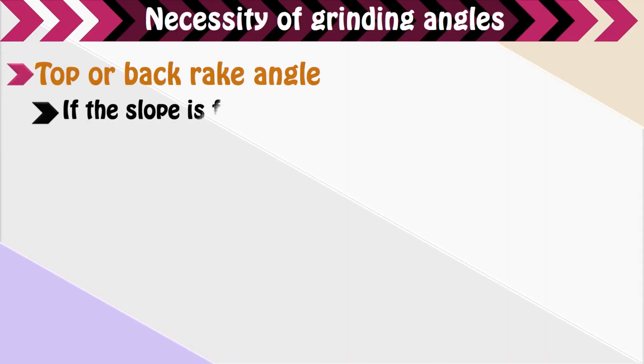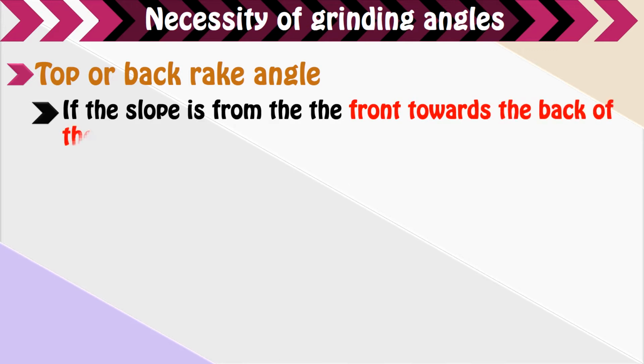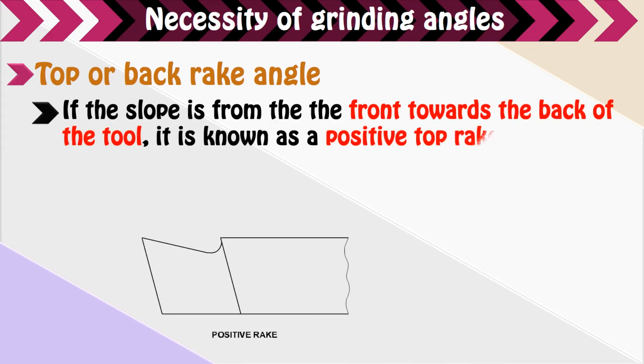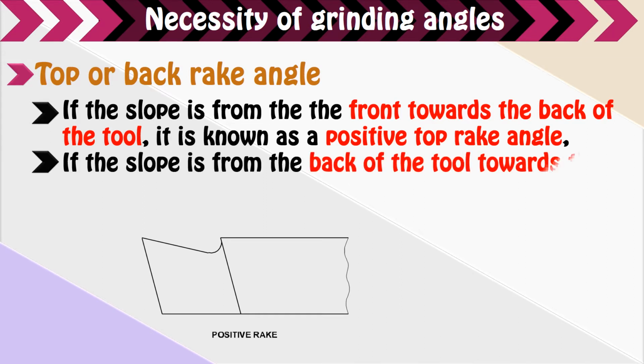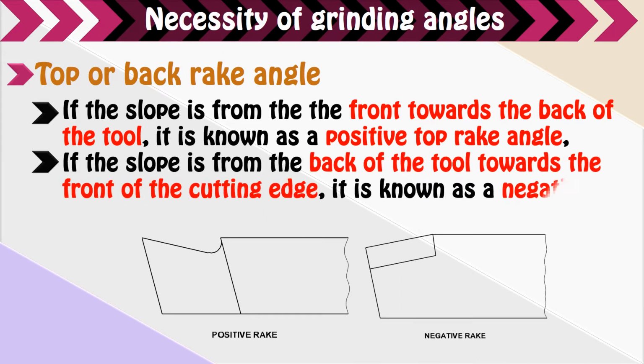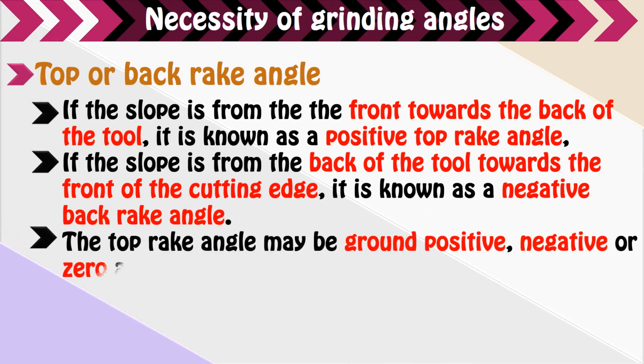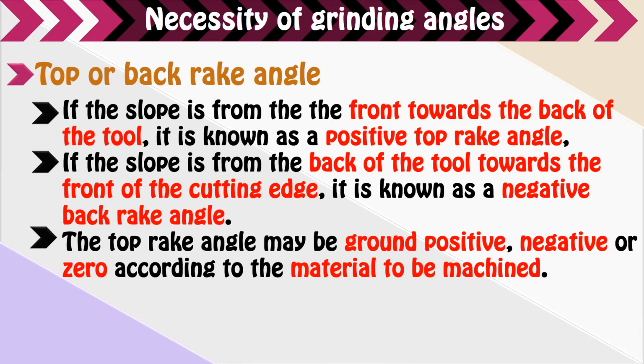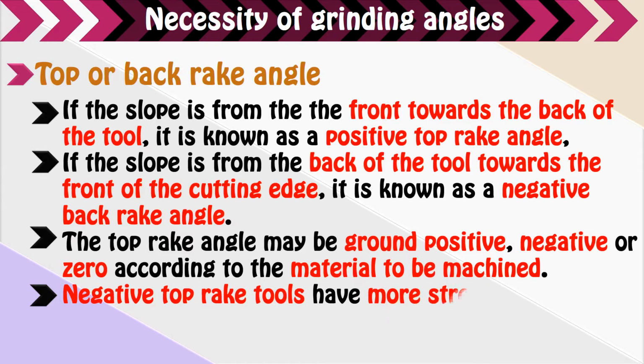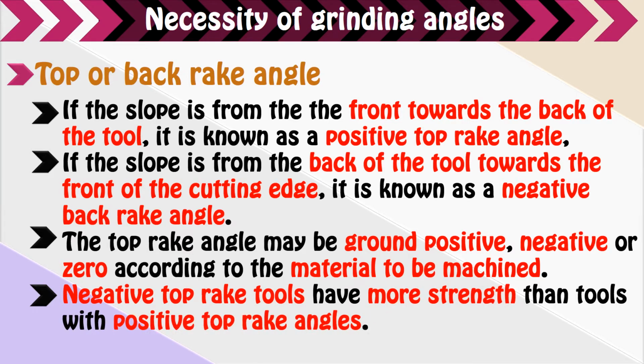If the slope is from the front towards the back of the tool, it is known as a positive top rake angle. If the slope is from the back of the tool towards the front of the cutting edge, it is known as a negative back rake angle. The top rake angle may be ground positive, negative or zero according to the material to be machined. Negative top rake tools have more strength than tools with positive top rake angles.